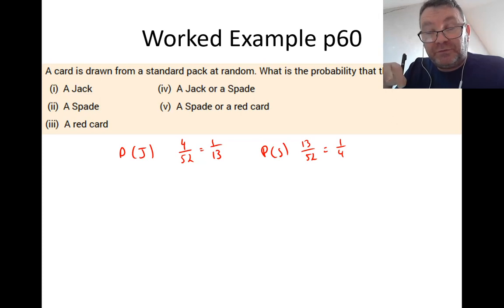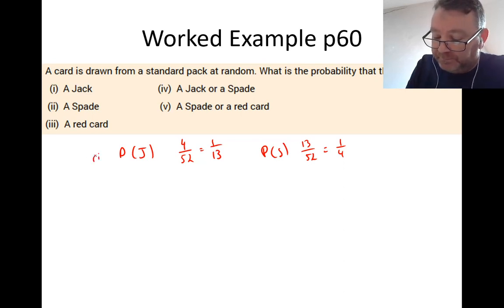Or you could simply say the following. There are 4 suits, out of which 1 are spades. Don't forget what the 4 suits are: spades, diamonds, hearts, and clubs. So out of those 4 suits, 1 of those 4 is the spades. So you can say 1 out of 4, or you could say 13 over 52. Either way, you get the same answer. It doesn't make any difference.